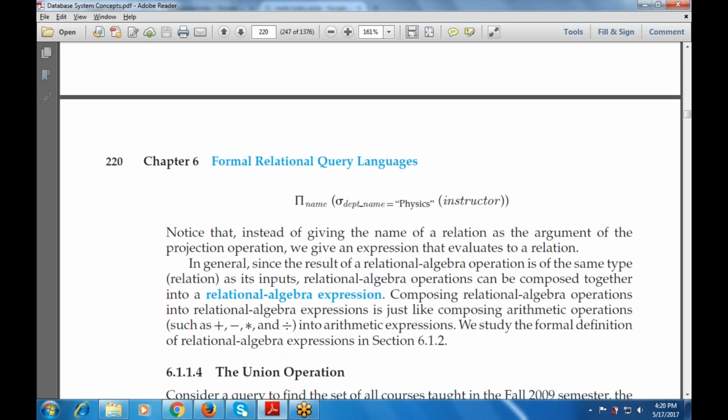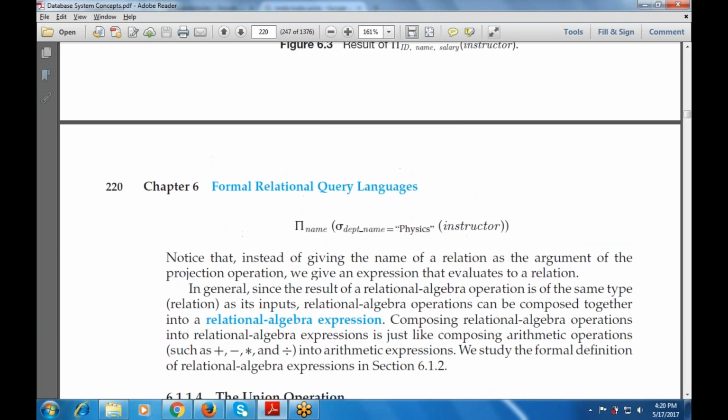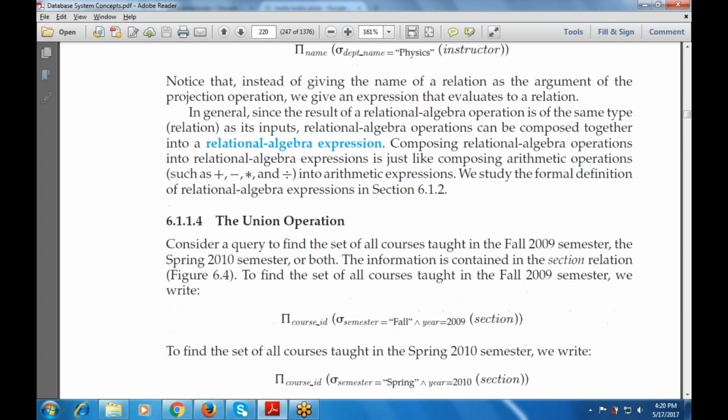So we study the formal definitions of relational algebra that is used over here. Next one is union operation. Consider a query to find the set of all the courses taught in the fall 2009 semester, the spring 2010 semester, or both. The information is contained in the section relation.